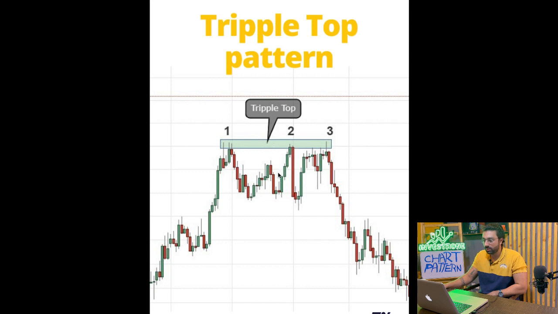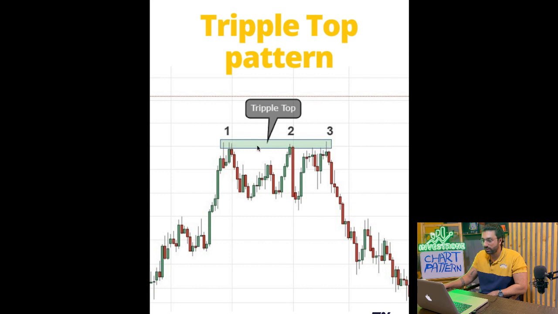The market is pushed down by the sellers from that resistance, and the market touches the neckline or the support line again. From there, buyers pushed the market again to the same resistance which was already touched twice. And this is the third time the resistance has been touched.